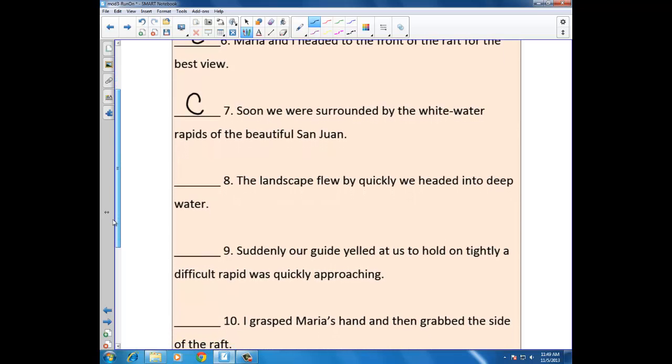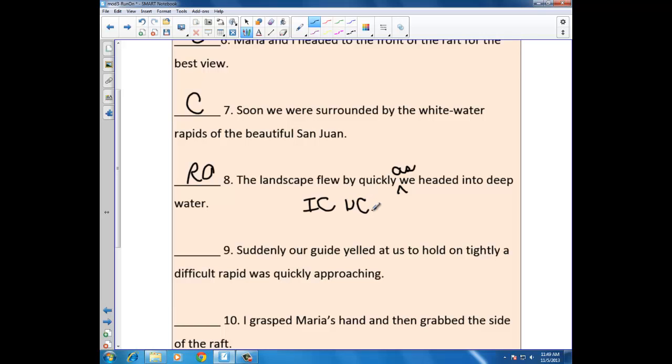The landscape flew by quickly as, you can almost hear this crying for a subordinating conjunction, as we headed into deep water. That's a run-on. It's occurring at the place where we're adding the subordinating conjunction as. You do not need a comma in front of it because you have an independent clause followed by a dependent clause that does not require a comma.